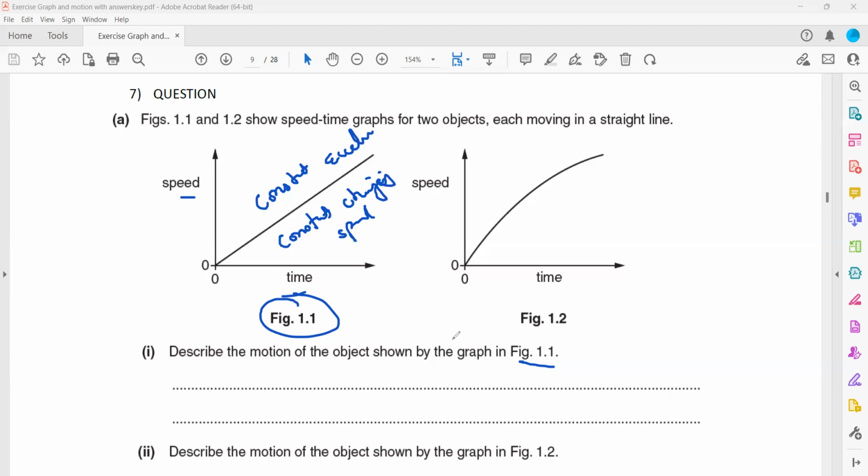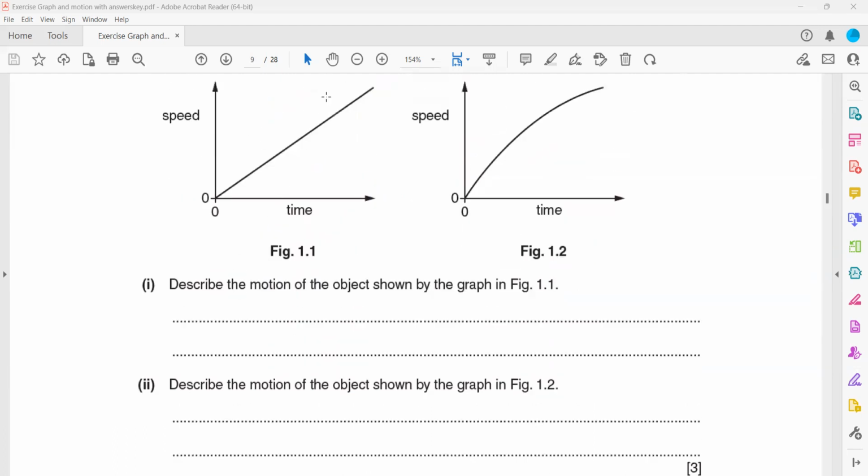What about the motion of the object in figure 1.2? What can you say about acceleration? Decreasing acceleration, increasing speed. How do we know speed is increasing? Here also speed is increasing, but at a constant rate. Here the increase in the speed is decreasing, or we can say this is decreasing acceleration, or the increase in the speed is decreasing.